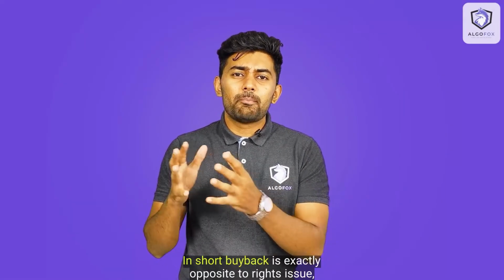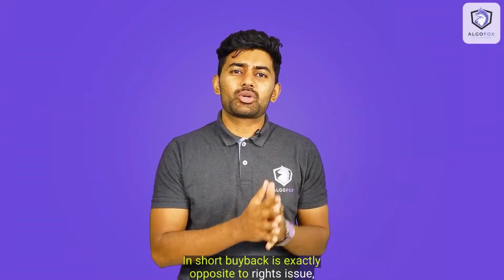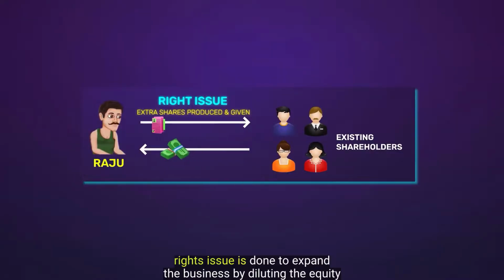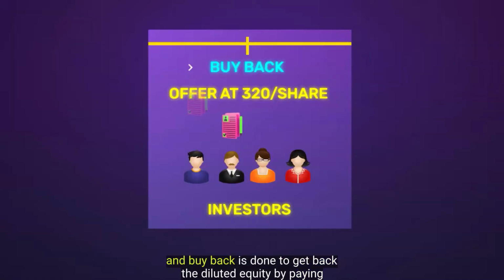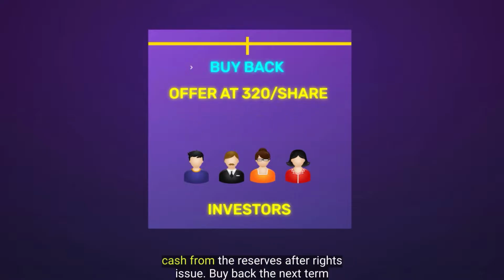In short, buyback is exactly opposite to rights issue. Rights issue is done to expand the business by diluting the equity, and buyback is done to get back the diluted equity by paying away cash from the reserves.